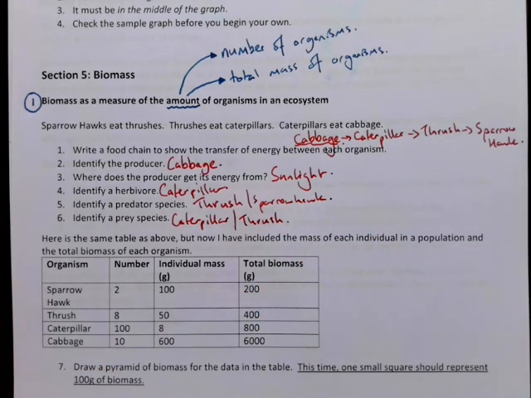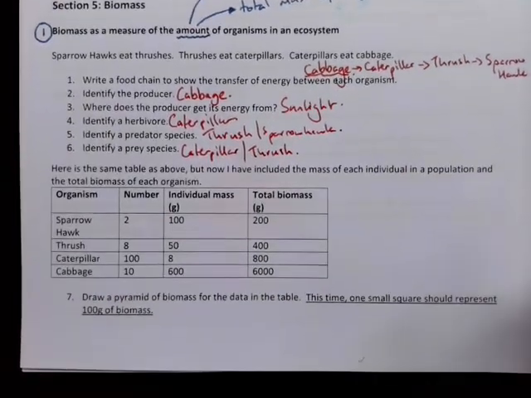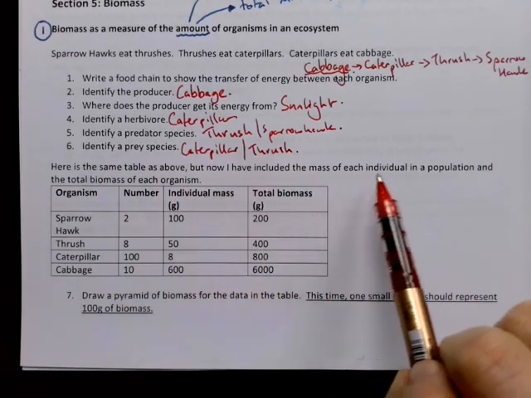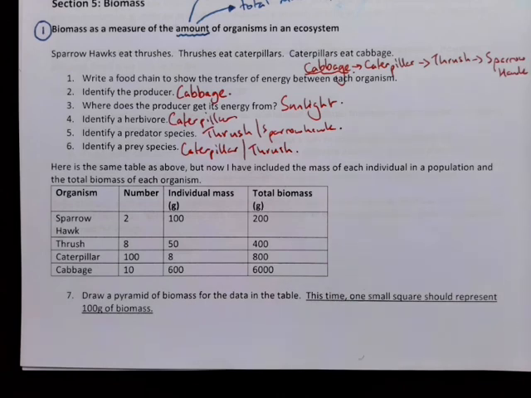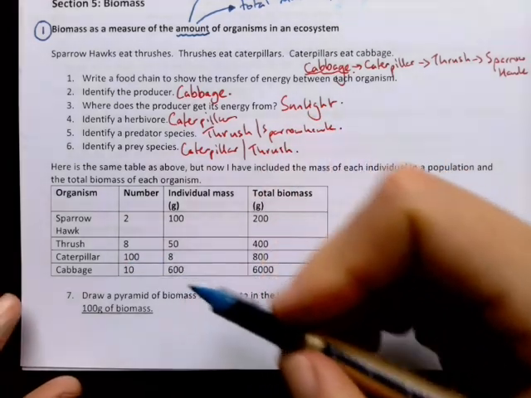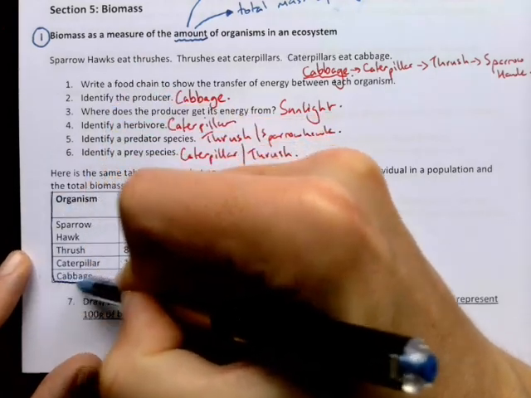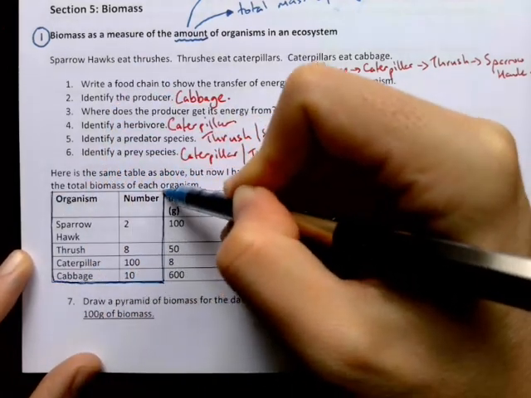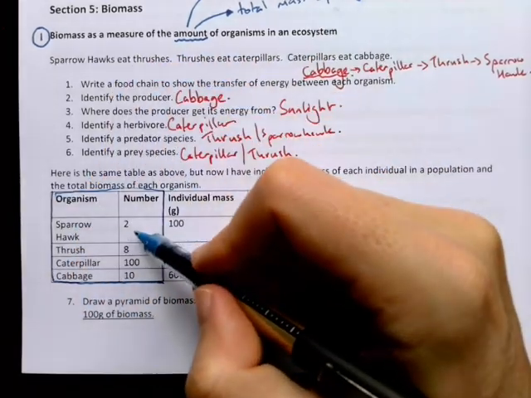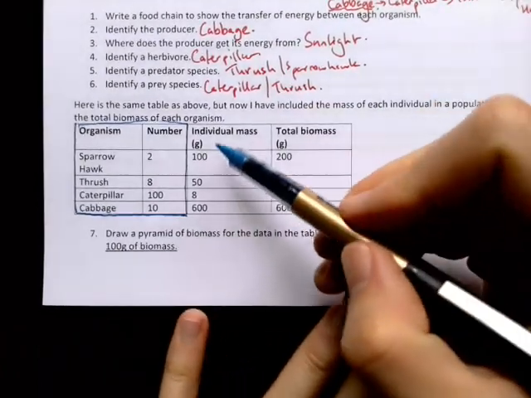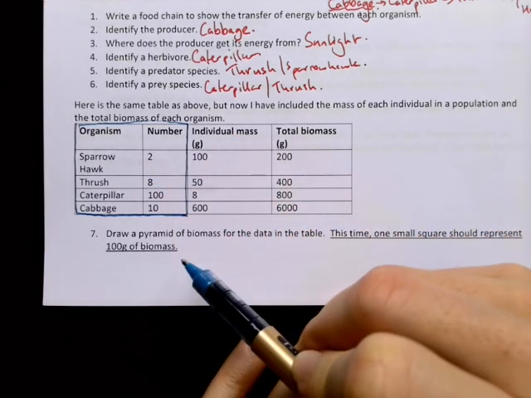All right, so let's move on. Here is the same table as above, but now I've included the mass of each individual in a population and the total biomass of each organism. So what I mean is, if you look at this table, this part of the table here is the same as this table up here. But what I've done now is I've given you the individual mass of each organism.